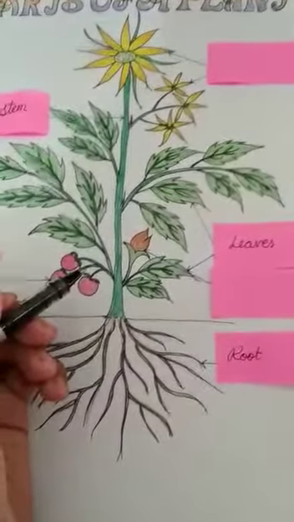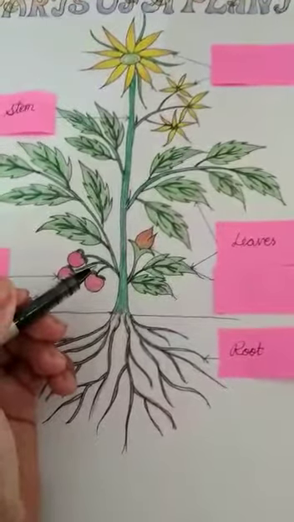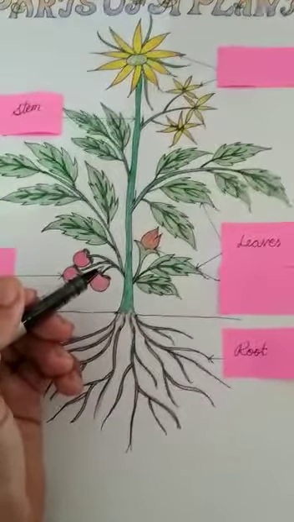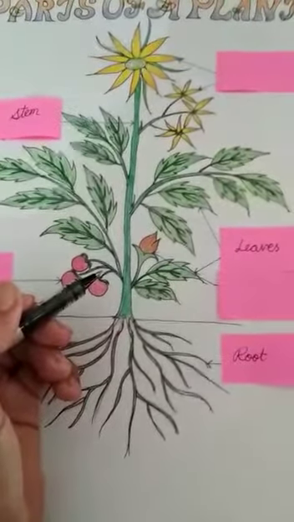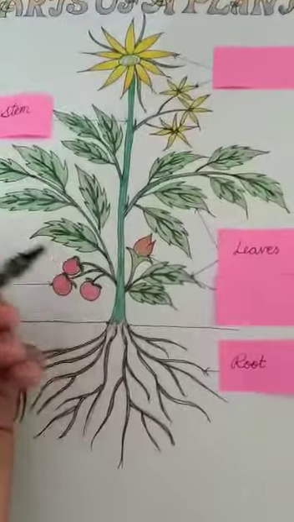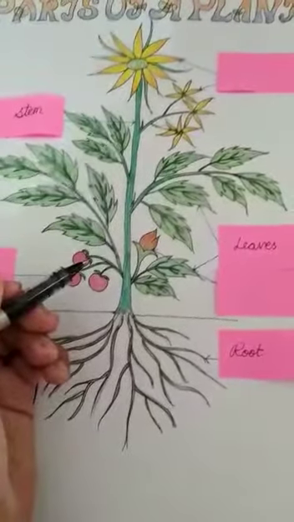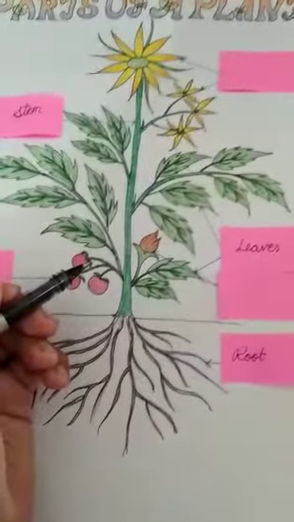And the under surface of the leaves has some openings. These tiny openings are known as stomata. Generally, stomata help in the exchange of gases inside the plant. So, stomata help in the process of breathing inside the plants.